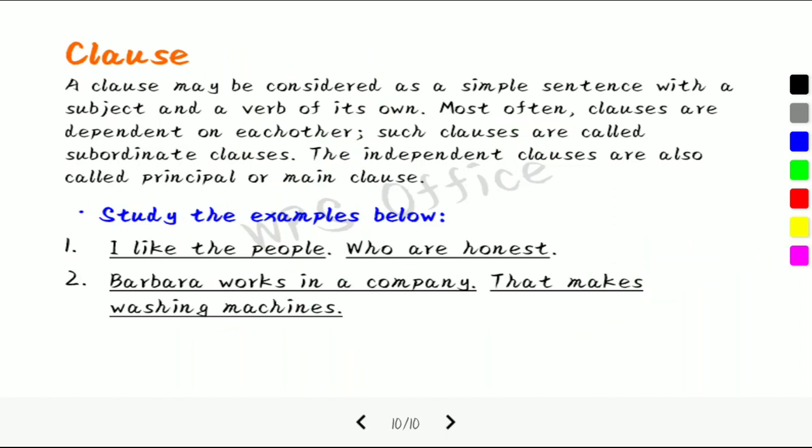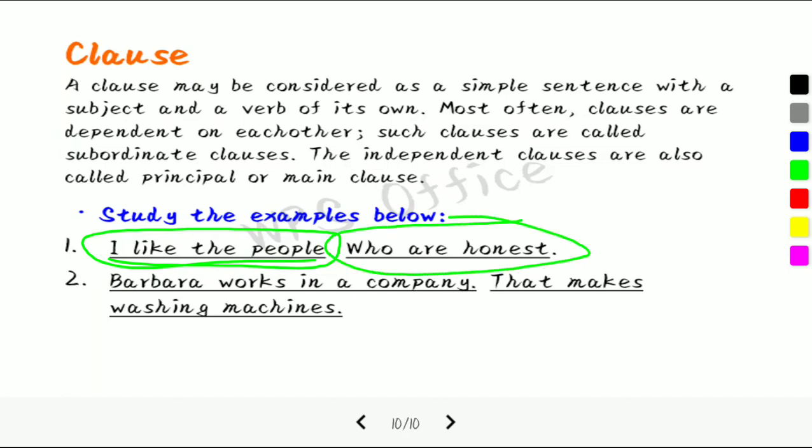So then comes a clause. A clause is also a sentence. A clause may be considered as a simple sentence with a subject and a verb of its own. Most often, clauses are dependent on each other. Such clauses are called subordinate clauses. The dependent clauses are also called principal or main clauses. For example, I like the people who are honest. I like the people, and who are honest depends on this clause. I like the people.